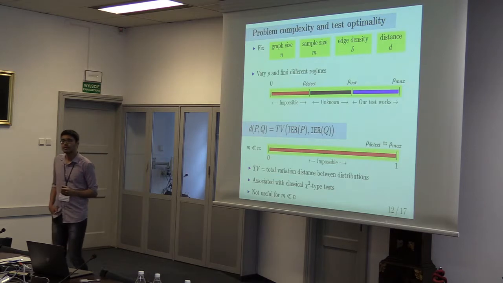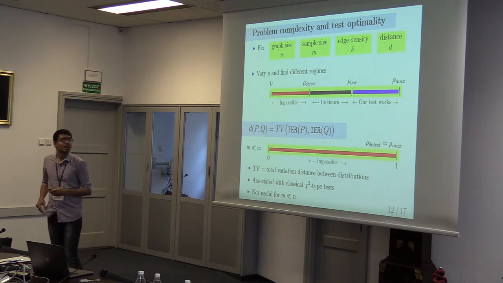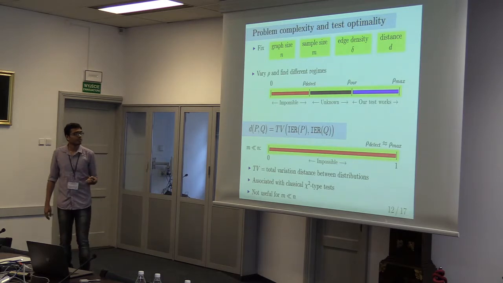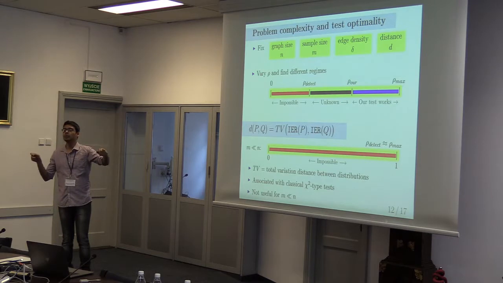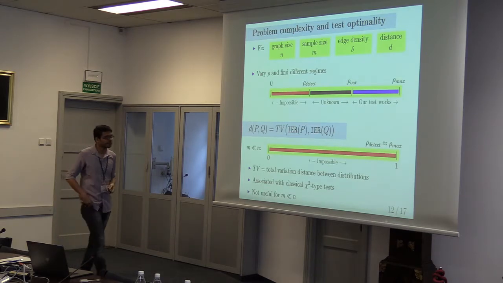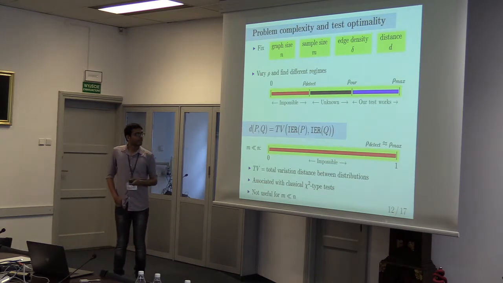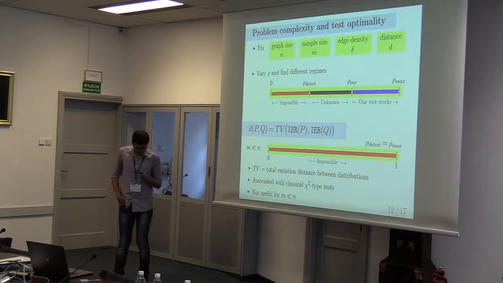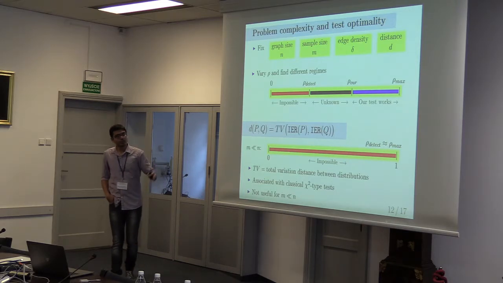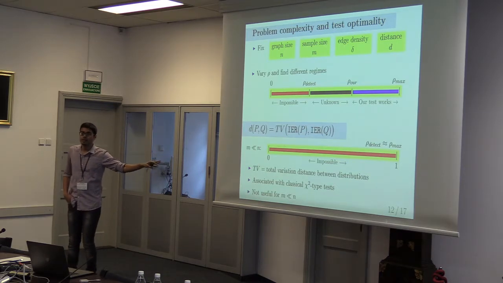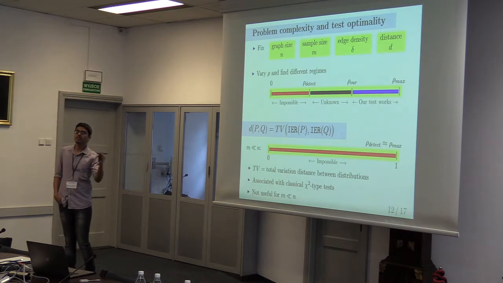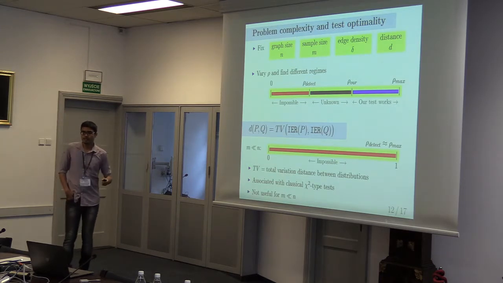Could you please remind us briefly about the definition of the total variation? The total variation distance is basically an L1 distance between all the point masses. And the total variation distance is particularly also used a lot in high-dimensional discrete distribution testing.